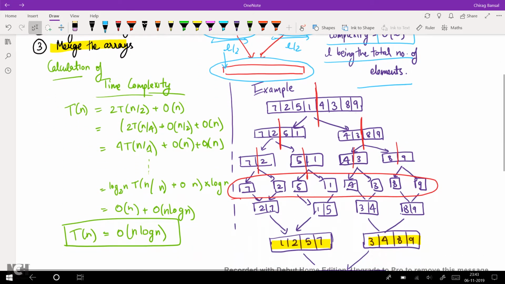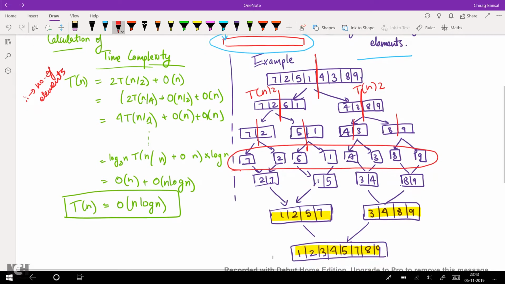Now let's look at the time complexity of merge sort. When we calculate T(n), where n is the number of elements, we divide it into two equal parts. If there's a difference of 1, still we'll assume it to be almost equal. So we have T(n/2), T(n/2). To sort them, we take T(n/2) time, and since we do it twice, the total time taken will be 2T(n/2), and then we merge them, and merging takes order n time.